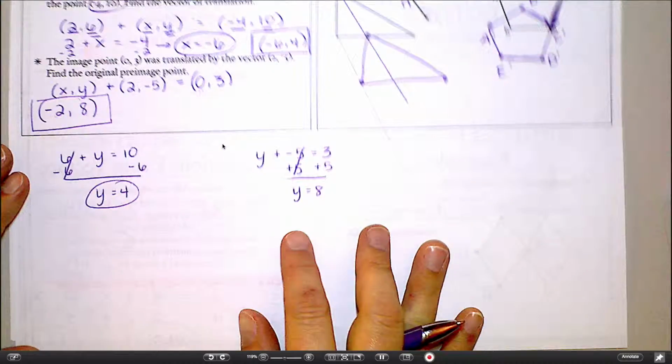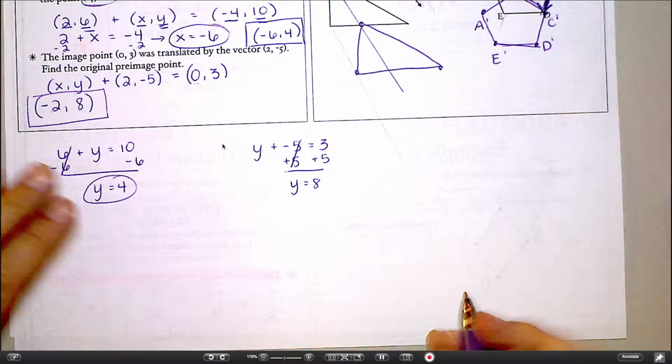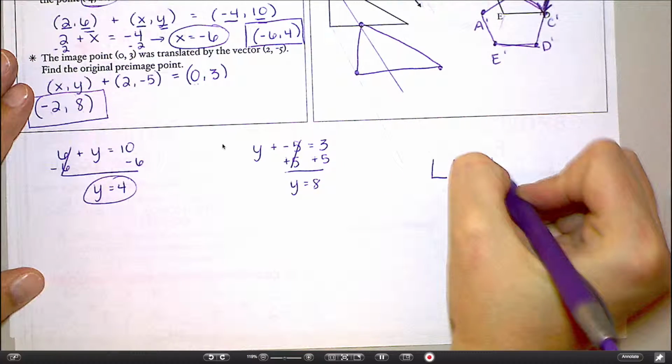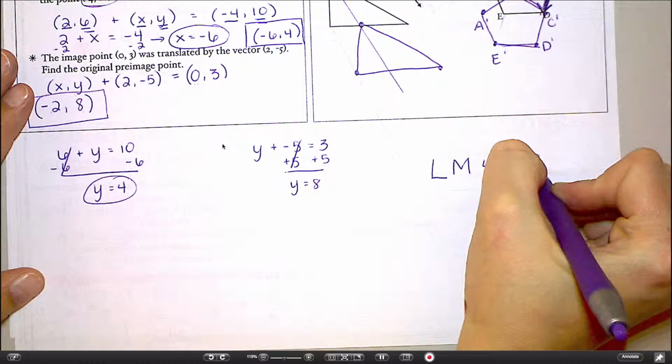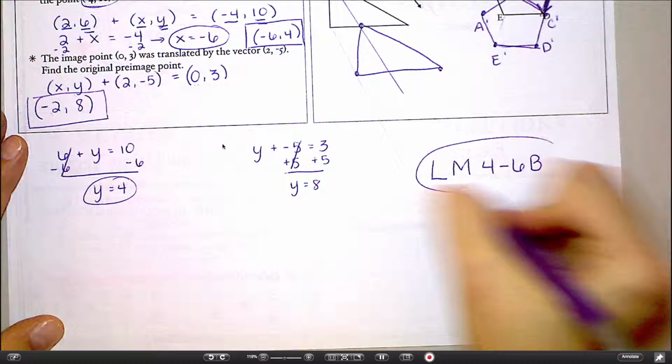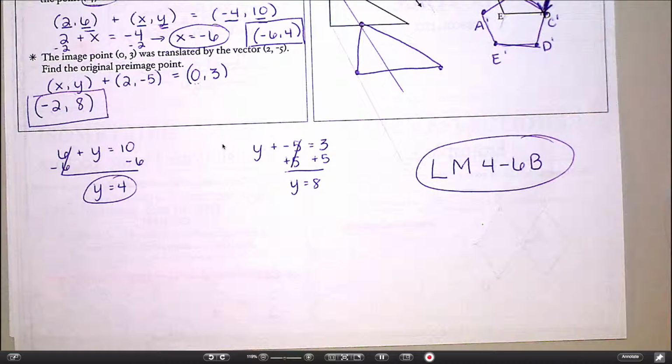Okay, so homework for tonight, you're going to want to look in your homework packet, and you are looking for Lesson Master 4.6b. Okay, make sure you're not looking at 4.5 or anything like that. You are looking for 4.6b. That's the stuff on translations. We're going to skip over 4.5. We'll come back to it tomorrow. Okay, or I'm sorry, Monday.